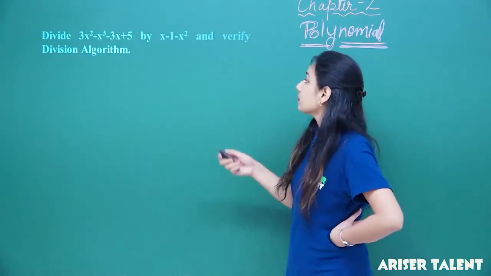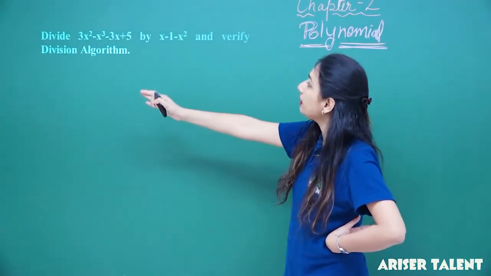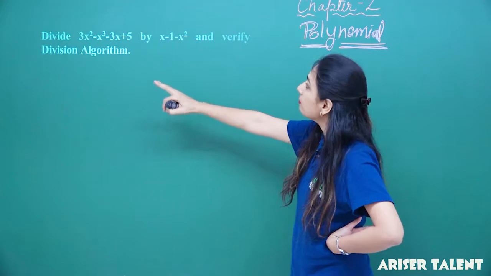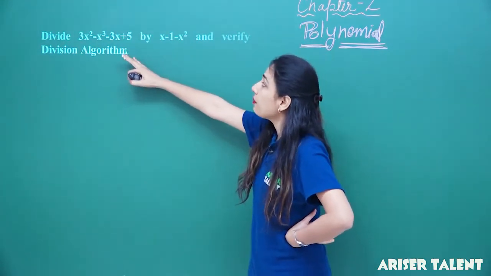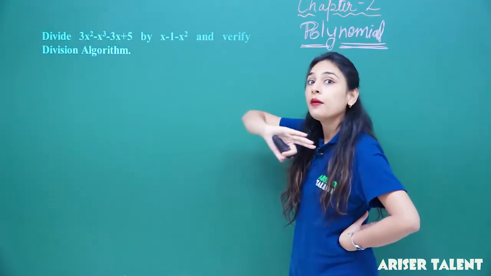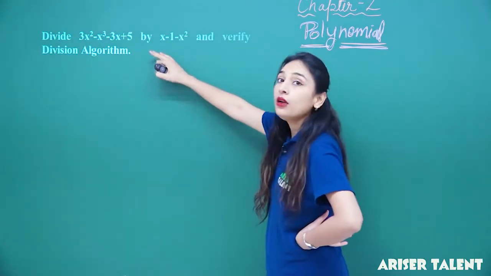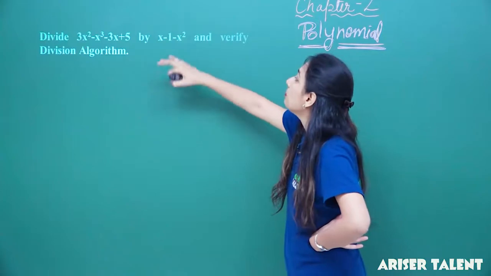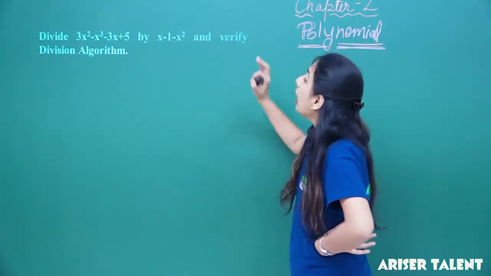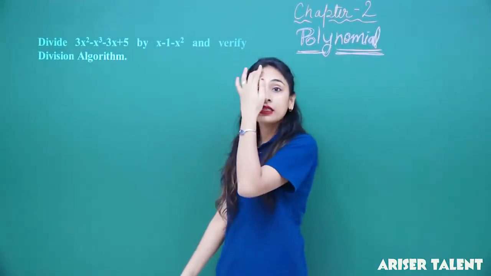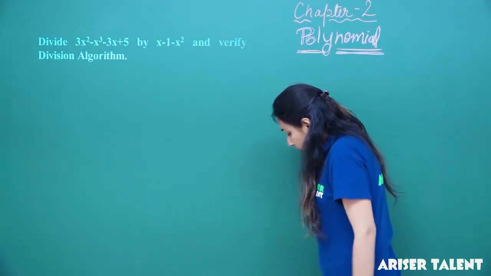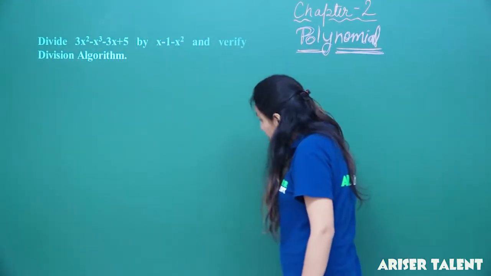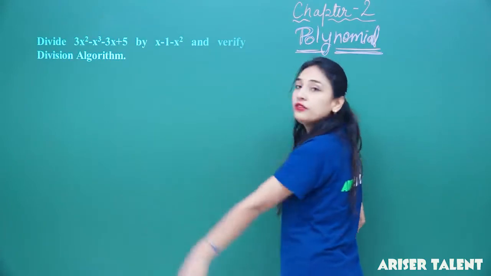Okay, look at this. Divide 3x square minus x cube minus 3x plus 5 by x minus 1 minus of x square and verify division algorithm. Okay, so we have talked about this division algorithm.